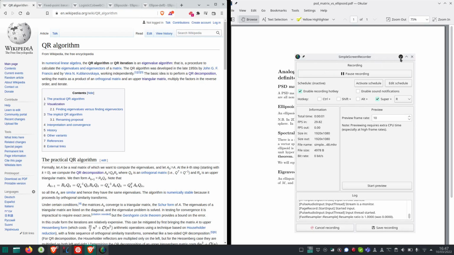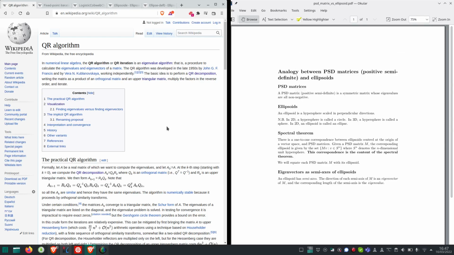Good day. I am going to present a visual tutorial on the QR algorithm. This tutorial will focus on the dynamics of the algorithm in the case of positive semi-definite matrices.